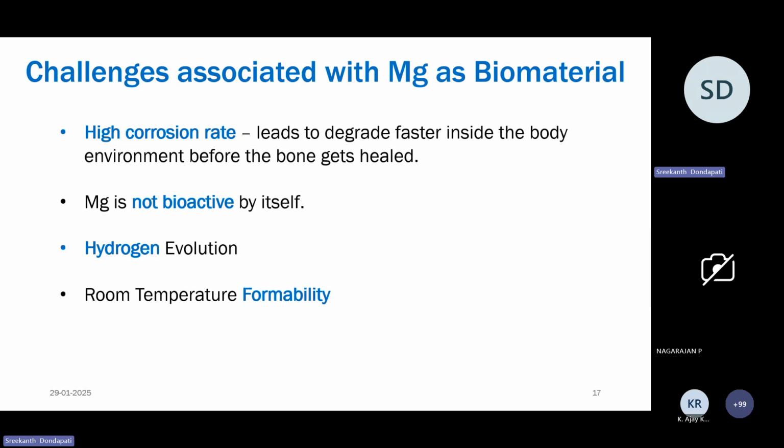Another big problem with magnesium is room temperature formability. We have already discussed that the manufacturability of the implant should also be good. But even in that respect, magnesium's formability is not that good. That is because of the HCP structure. Very few slip systems are present. Because of that, it has very poor formability at room temperature. So these challenges need to be addressed.